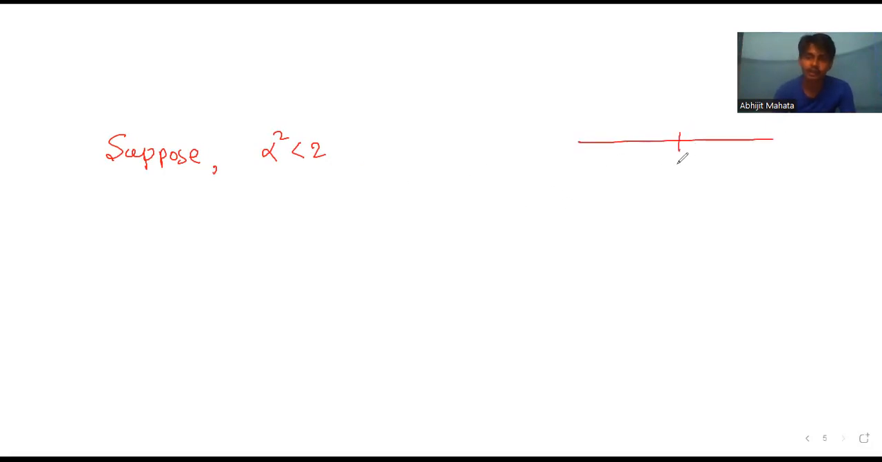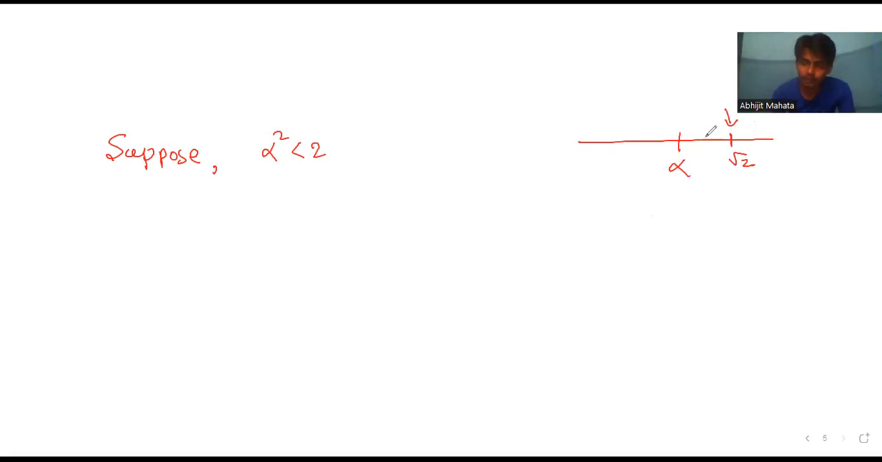This is your square root of 2 someplace. Now alpha square less than 2 means what? Alpha is less than square root of 2, so alpha will be here someplace. Because we cannot actually take that square root of 2 will be the supremum, but you can take it when you are proving this theorem. You can take it that the supremum is this, then you can get an idea how you make a contradiction.